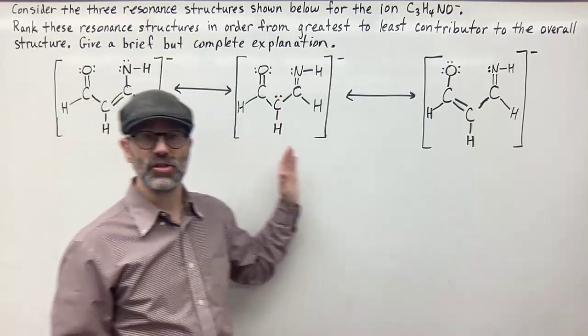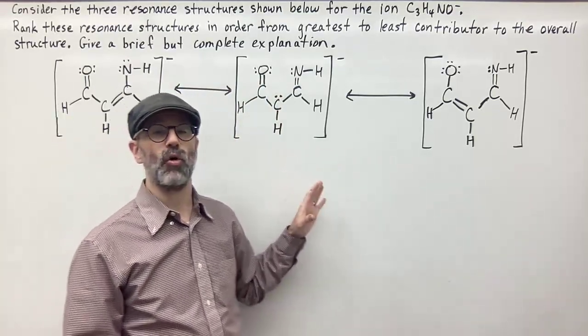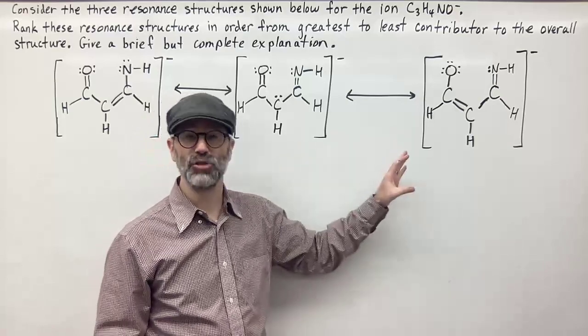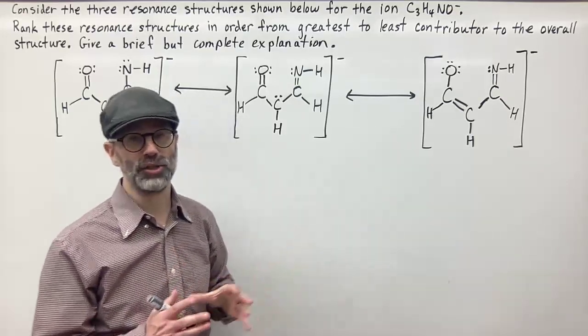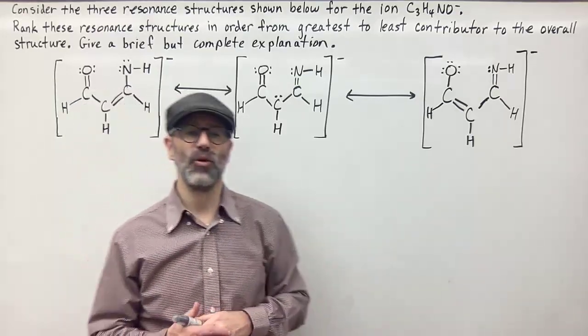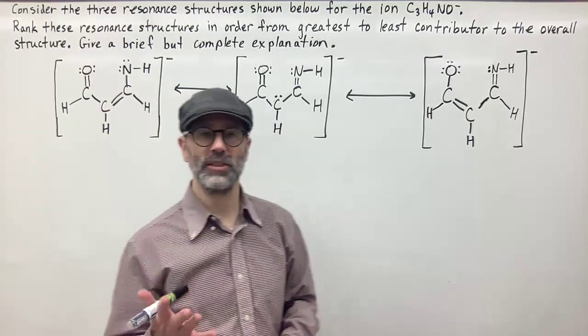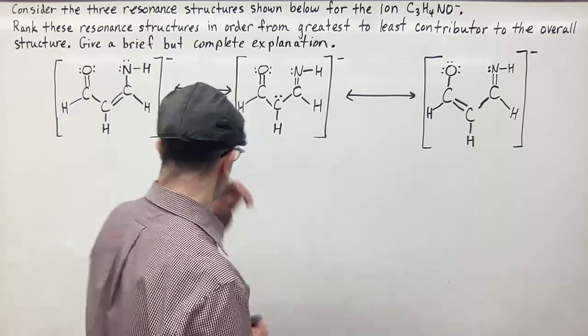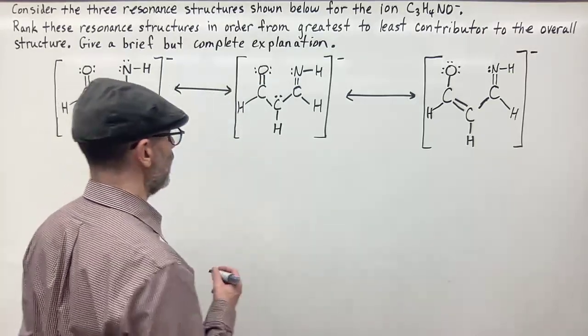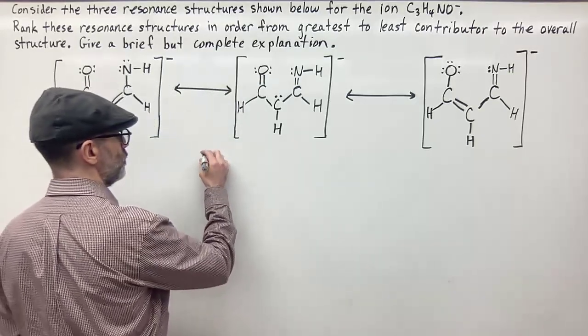And some resonance structures are going to be more of a contributor to the overall structure than others. And the way you determine that is by looking at the formal charge. So let's do that. To find formal charge, you have to use this equation.